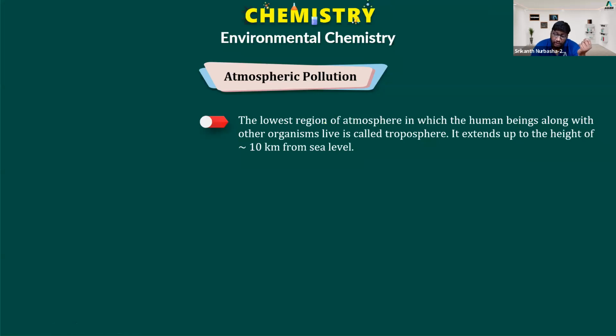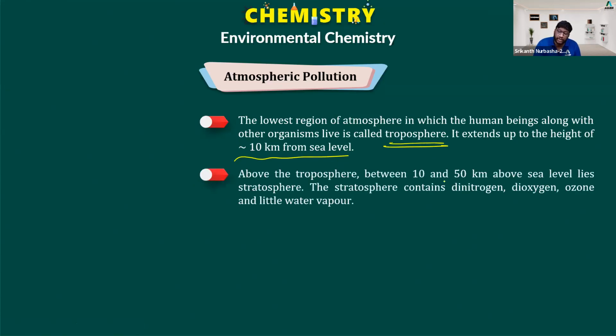The lowest region of the atmosphere in which human beings along with other organisms live is called the troposphere. It extends up to a height of 10 km from sea level. From sea level to 10 km, whatever region we have is said to be the troposphere.